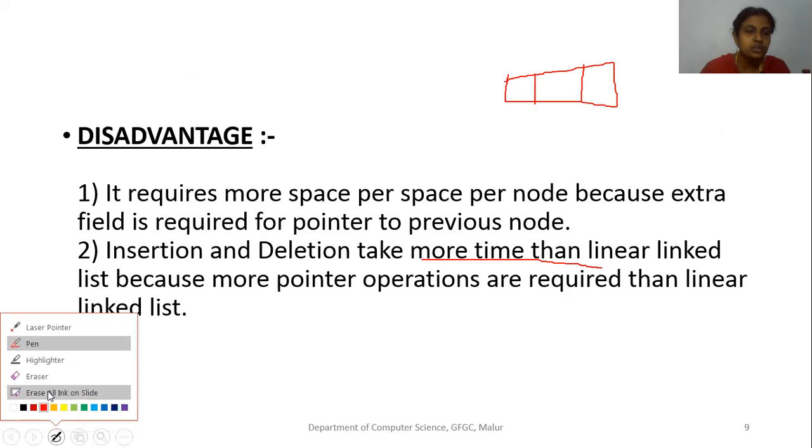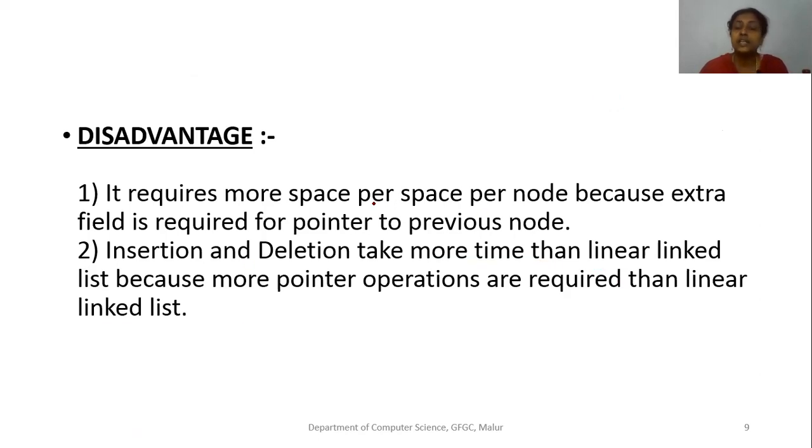So when we talk about the disadvantages, it requires more space. Why more space? In a single linked list, one node carries two data. Here it carries three data: previous address, data, next address. So every node itself requires a huge memory space. So that is one thing.